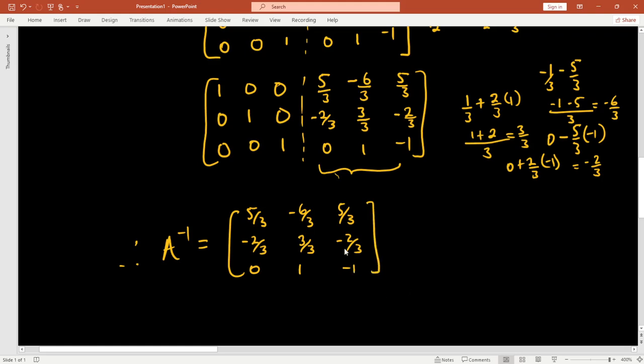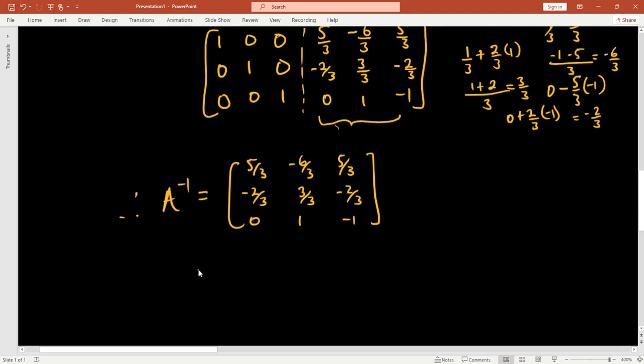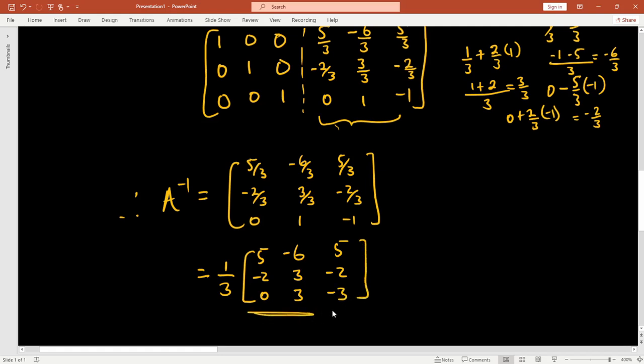Now if we don't want these fractions inside here, you can just factor out a 1 over 3. So meaning that if you factor out a 1 over 3 from everything that we have here, you have 1 over 3, open brackets, 5, negative 6, 5, negative 2, 3, negative 2, 0, 3, negative 3 like this. So this here is the inverse of matrix A using elementary row operations. Alright.